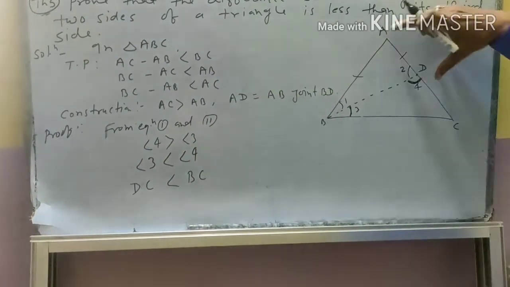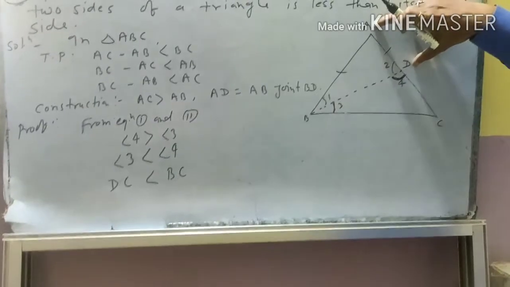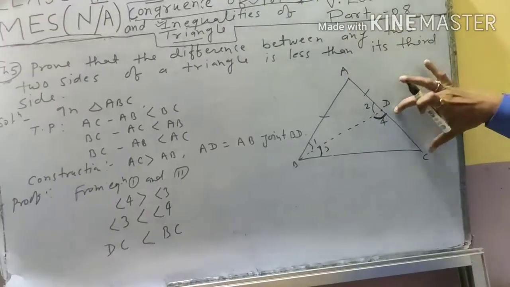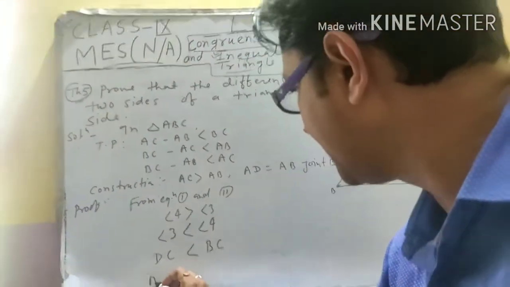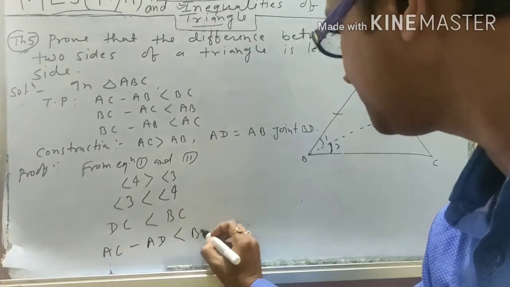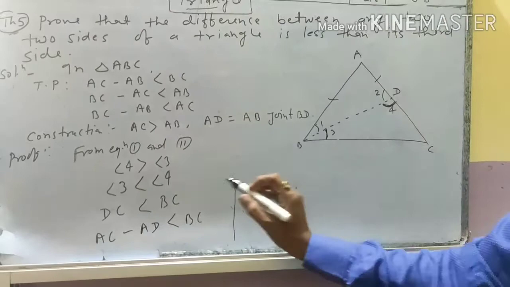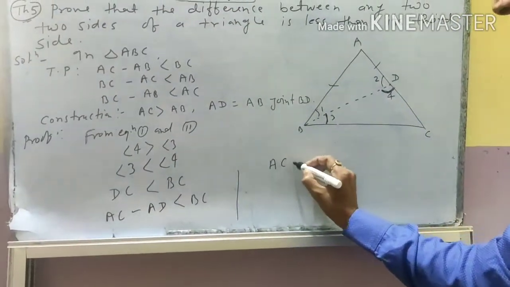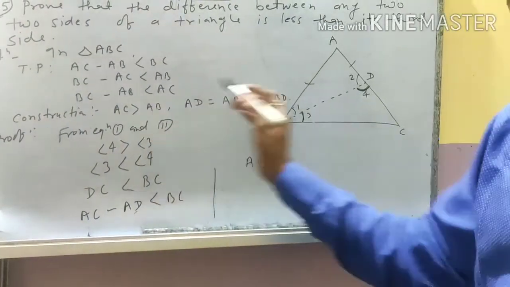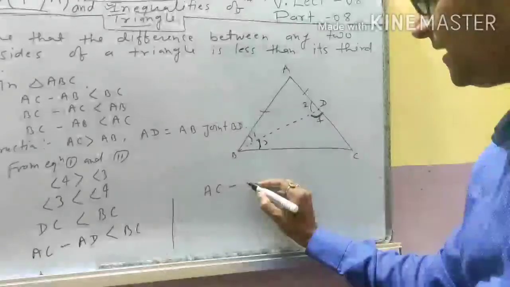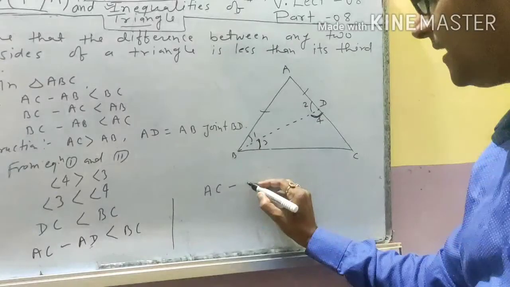DC is equal to AC minus AD. That means the complete side minus this part is equal to DC. So write down: AC minus AD is less than BC. We know that from construction AD is equal to AB. So AC minus AB is less than BC.